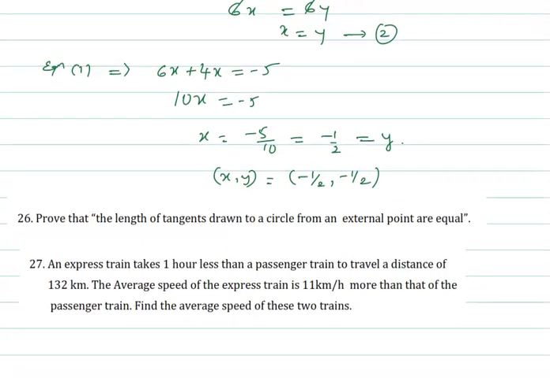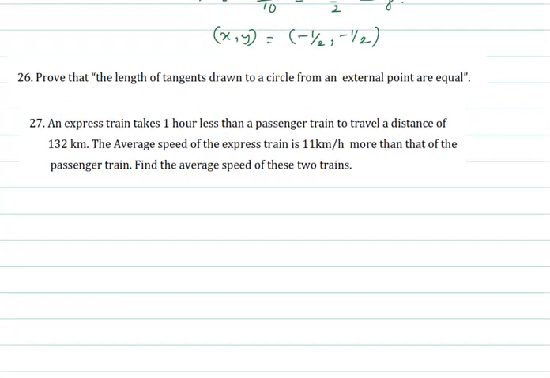Now we'll move on to the next question. The 26th question is from the chapter circles. Prove that the length of the tangents drawn to a circle from an external point are equal. This question is from the chapter circles, theorem 2. Already I have recorded videos on theorems. You can find the proof of this theorem in the theorem playlist. So now I am moving on to question number 27.